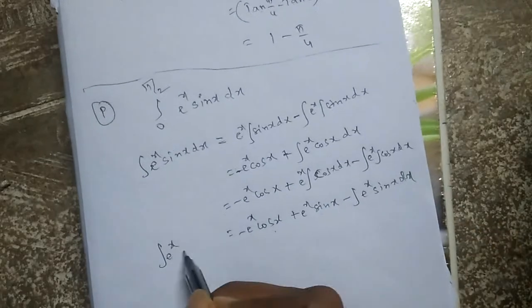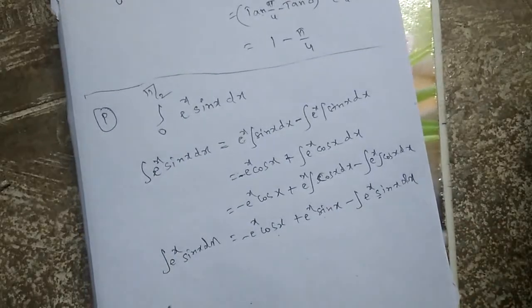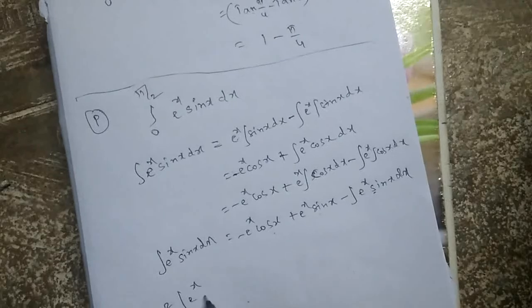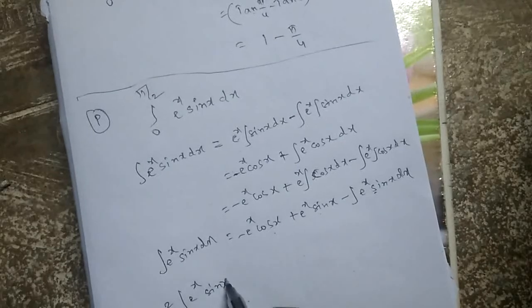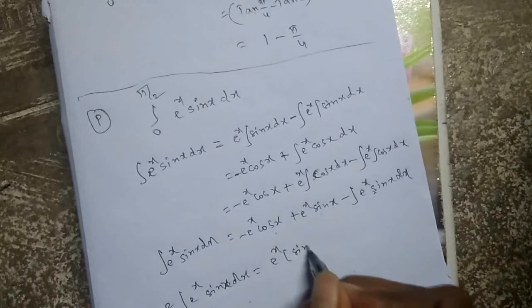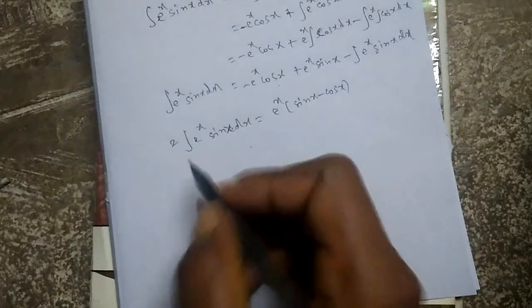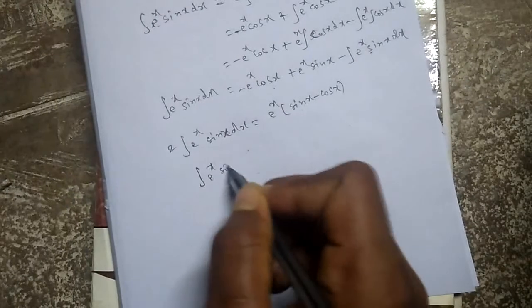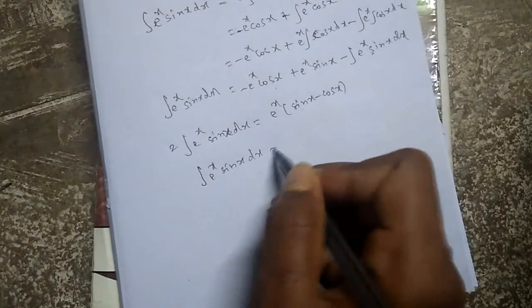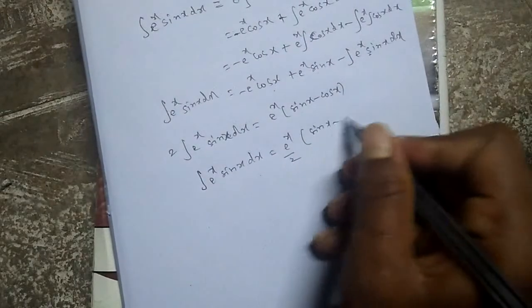Here we already have the integral e power x sin x dx. Bring this term to the left side. This is 2 into the integral e power x sin x dx, that is equal to e power x into (sin x minus cos x). Therefore the integral e power x sin x dx is equal to e power x by 2 into (sin x minus cos x).